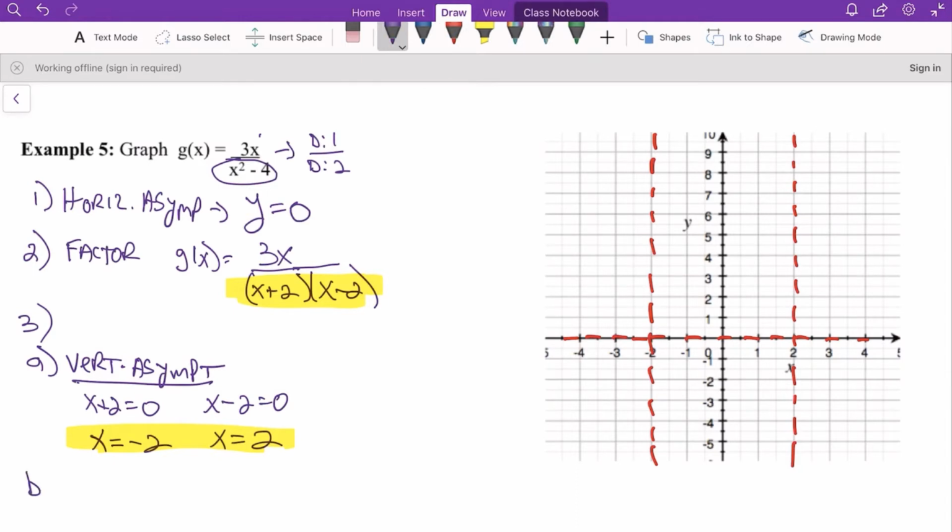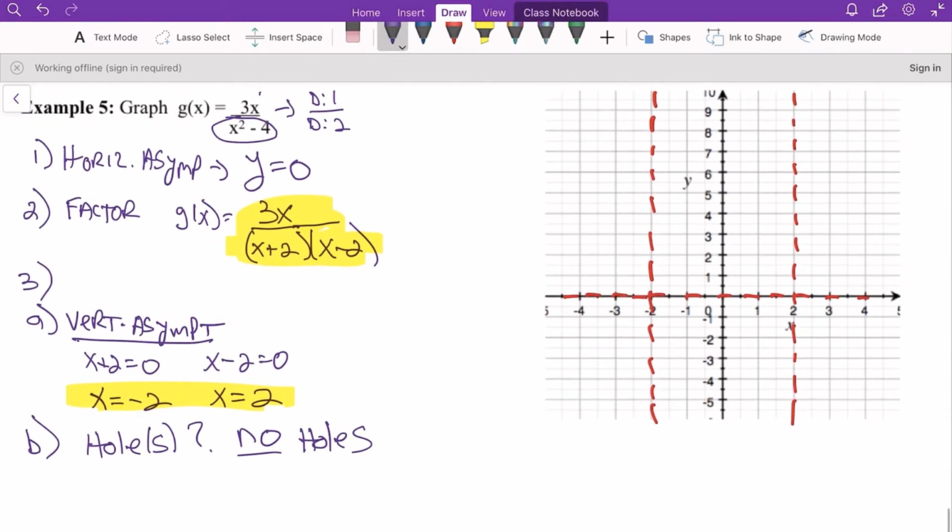In 3b, if you remember from the last example, this is where we're looking for any holes. Since I didn't cancel anything in the original function, there are not going to be any holes created. Holes are created by values that make the numerator and the denominator 0, and there's nothing canceled, so there are no x values that do that. We won't have any holes. No holes on this graph.